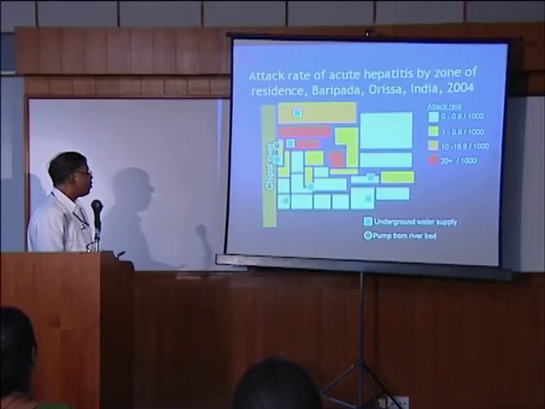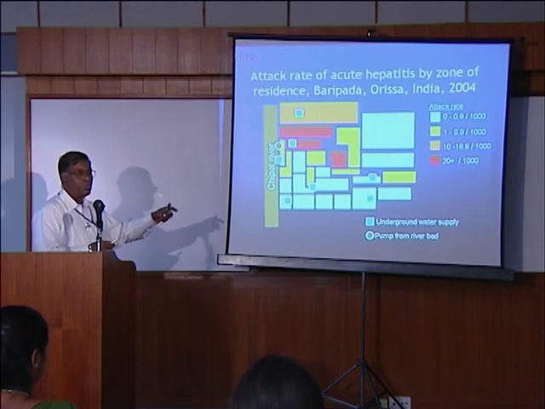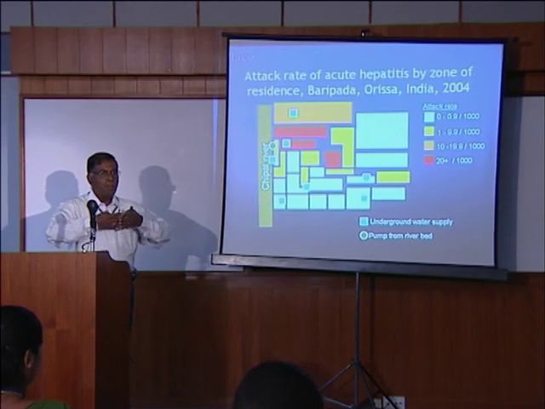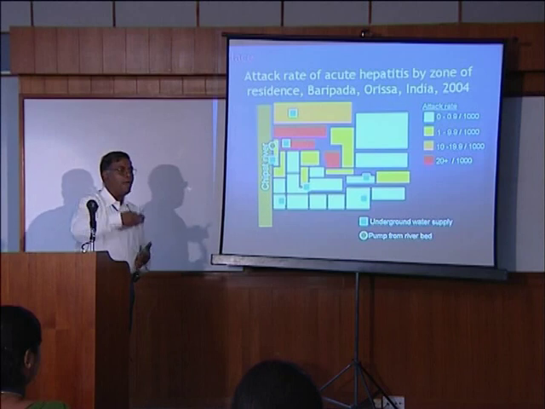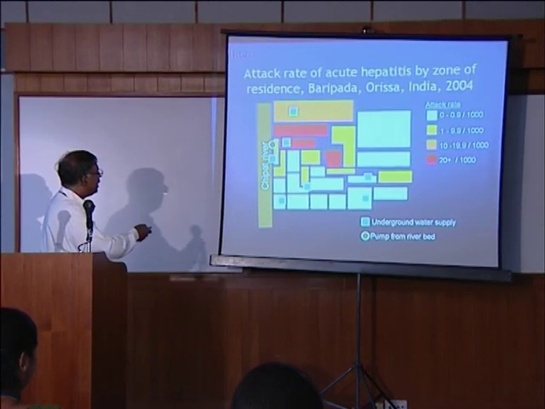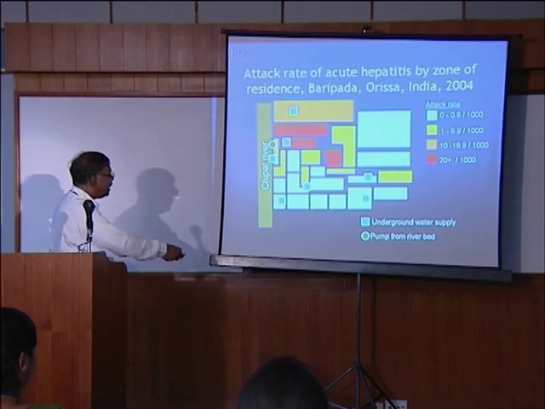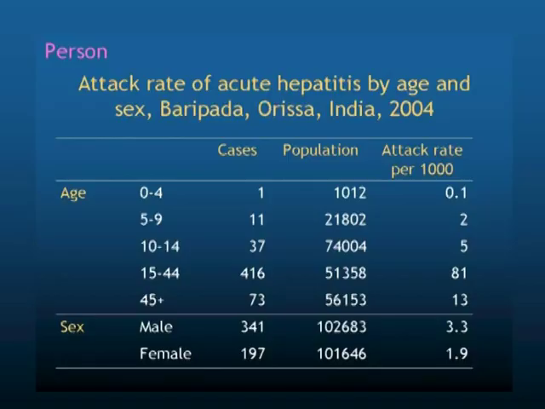Now, once we have a basic picture, we try to superimpose on it some of the facilities. For example, in this picture, we have now put the water supply sources. The green and blue ones are all underground water supply, and these brown ones are the pump from riverbed. So you could see these are all underground, and this is the only pump one. Who are all affected? Is it children, women, elderly?